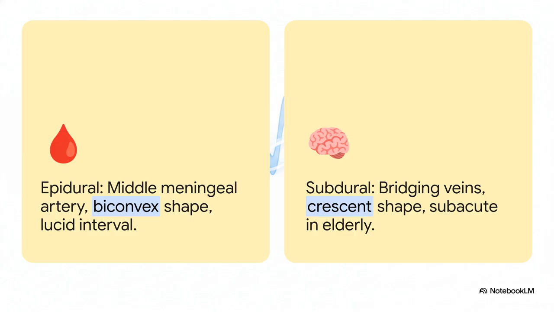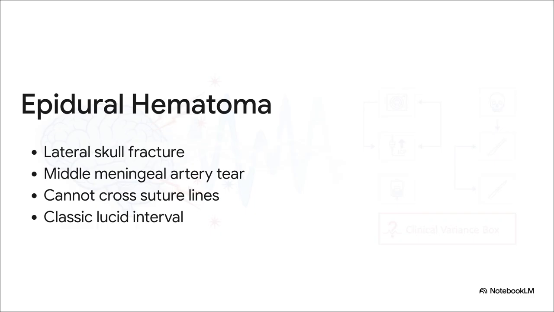Let's break these down. Take an epidural hematoma. Usually, we're dealing with blunt trauma to the temporal bone, a lateral skull fracture that actually tears the middle meningeal artery. Now, because the dura is so tightly anchored to the skull's suture lines, the blood has nowhere to go but to expand inward, giving us that classic biconvex or lens-shaped hyperdensity on a CT scan.